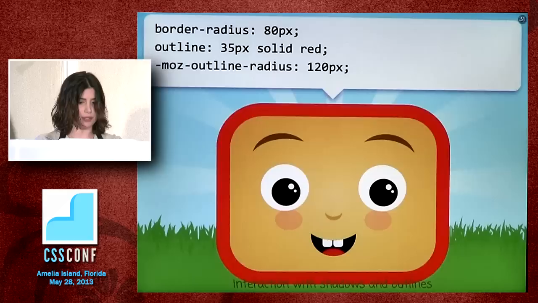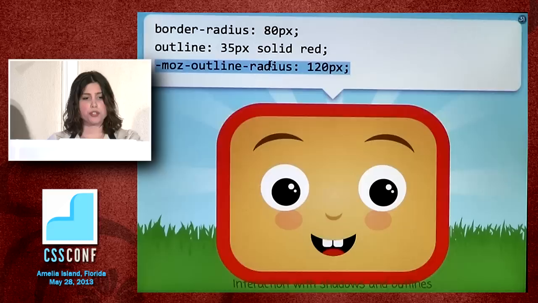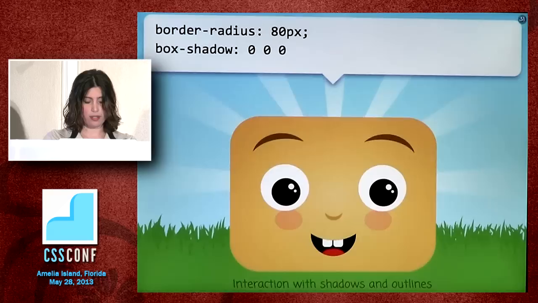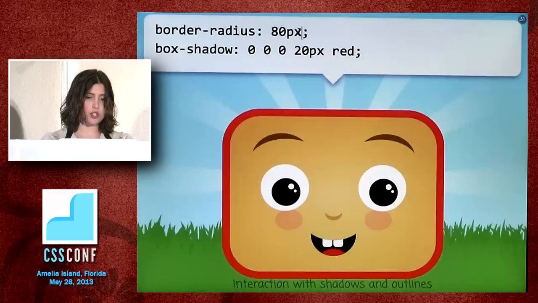You have to specify it separately, and it only works in Firefox, and it's pretty horrible. So is there something better we can do? Remember what we showed before about box shadow. We don't need those stinky outlines. We can emulate that effect with box shadow. If we just specify box shadow with no blur and no offsets and just a positive spread radius, we can have the same thing, and it just naturally follows our border radius quite nicely.